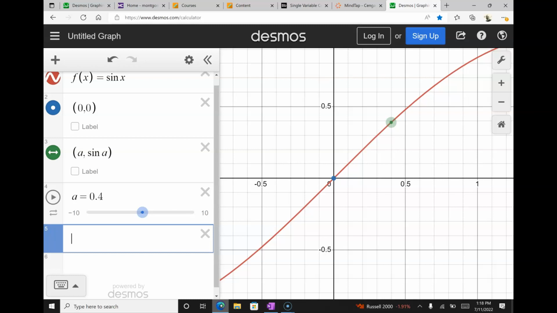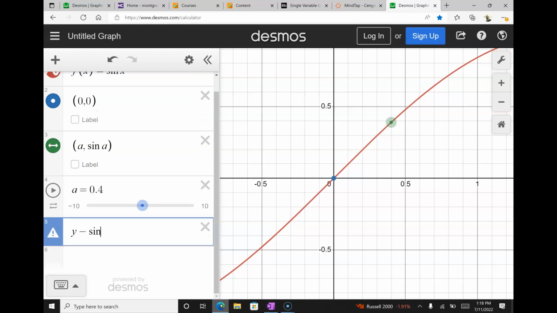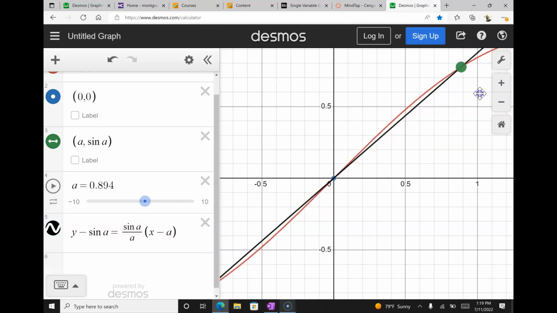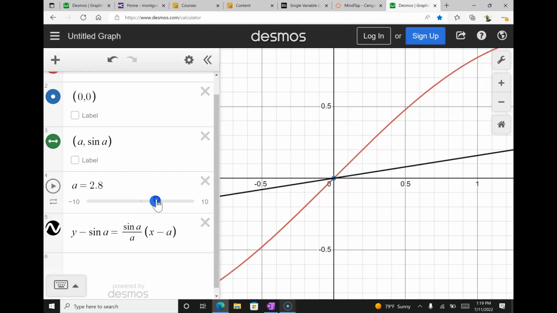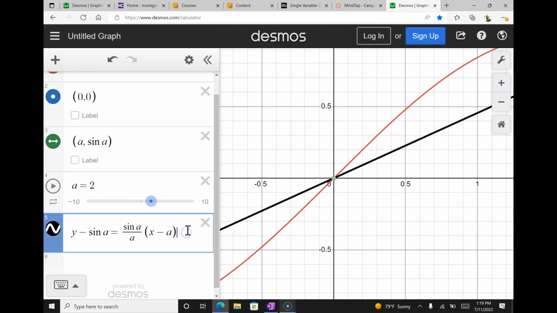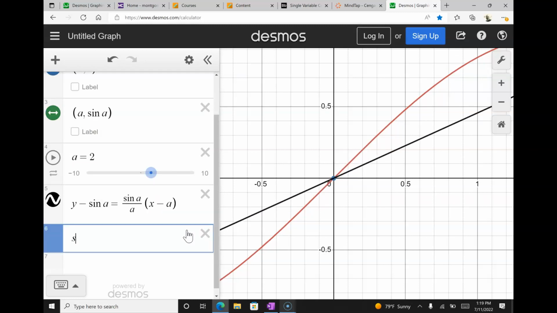All right, I'm typing that in. y minus sine of a equals sine of a divided by a, all times x minus a. This is what I will call my secant line. I can control it by taking this 1 point and moving it, or I can control it by moving my value of a over here. I would like to look at the slope of just sine of a over a.